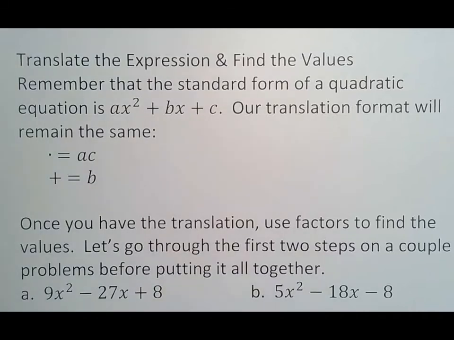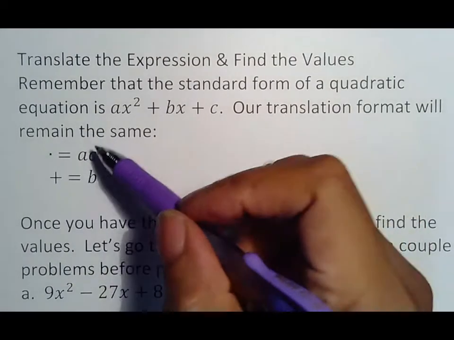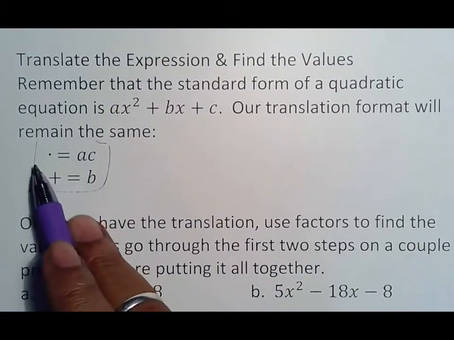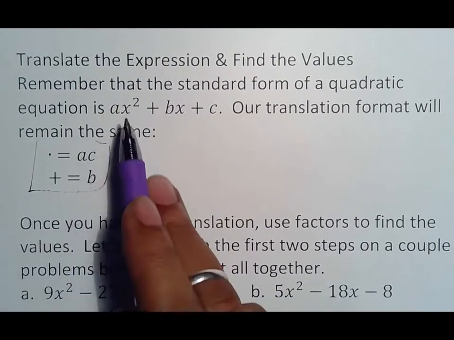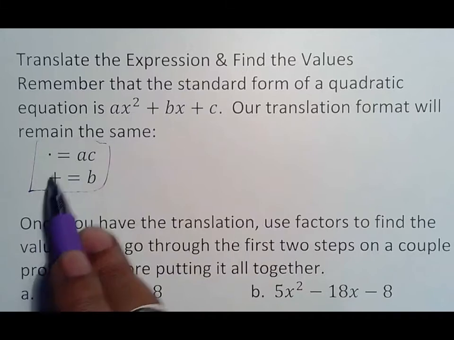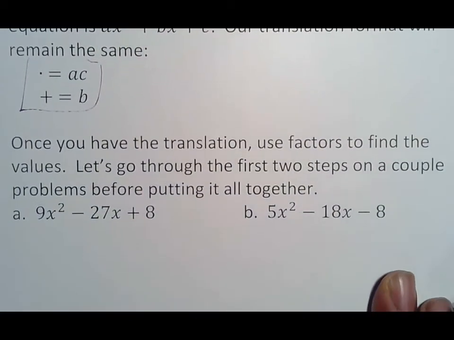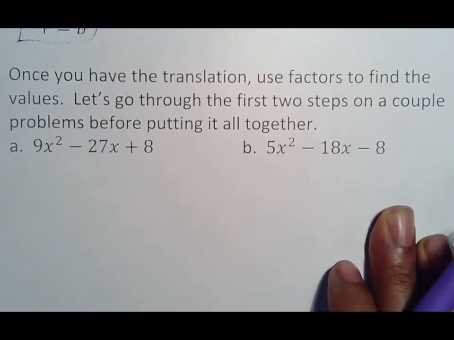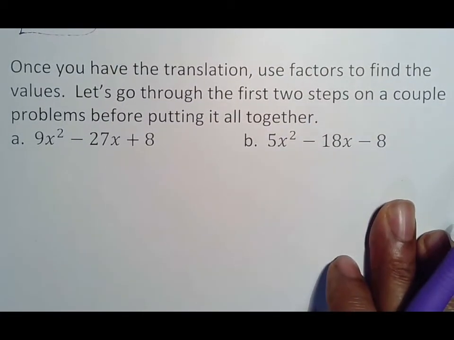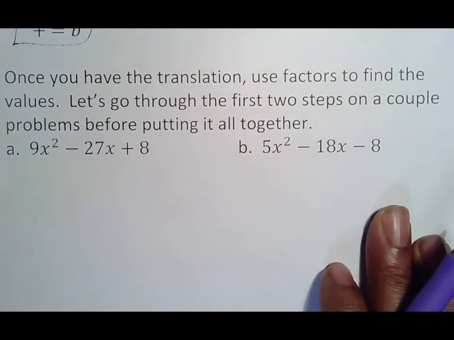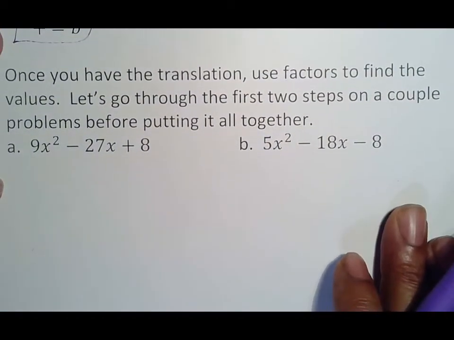Remember that standard form of a quadratic equation is ax squared plus bx plus c. Our translation format will remain the same. So you want to copy this down because this is where you get your combination from. You want a combination that multiplies to be whatever a times c is and adds to b, whatever b is, including the sign. Once you have the translation, use the factors to find the values, and that's where you go from. So like I said, this was taught in the last section, maybe the last couple sections, but it should have been in your homework somewhere where you had to practice it.